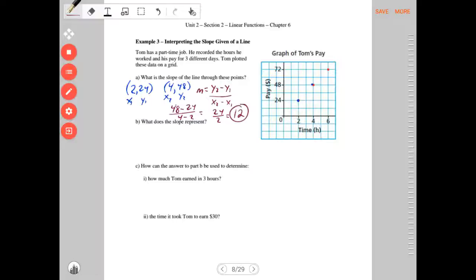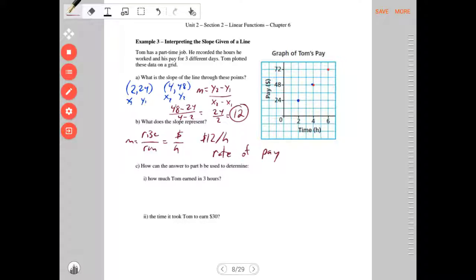So what does the slope represent? Well, look, the rise over run, so that's the slope. The rise is measured in dollars, and the time is measured in hours. So the slope has units of $12 per hour. Hey, wait a sec. That's his hourly rate of pay. So what does it represent? His rate of pay. So he makes $12 an hour.